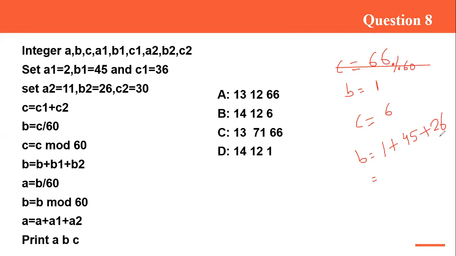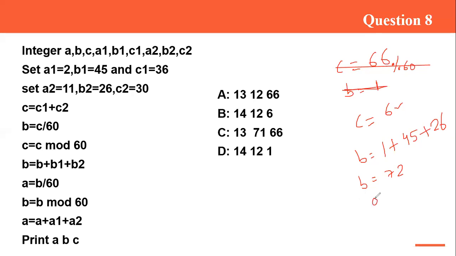Sorry. 40 plus 20, 60, 60, 71, 72. Right? 72 we got. B is equal to 72. Then we have A is equal to B by 60. So I'm just crossing out the older values. Right now C value is 6, B value is 72. Now we are updating A value.